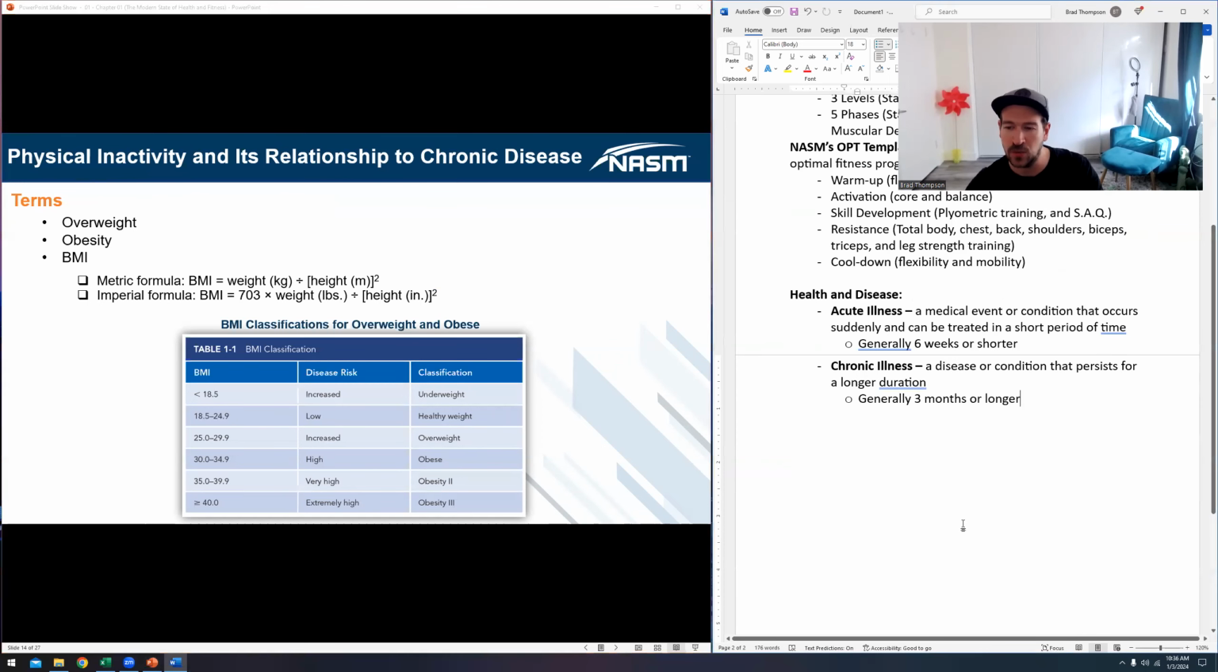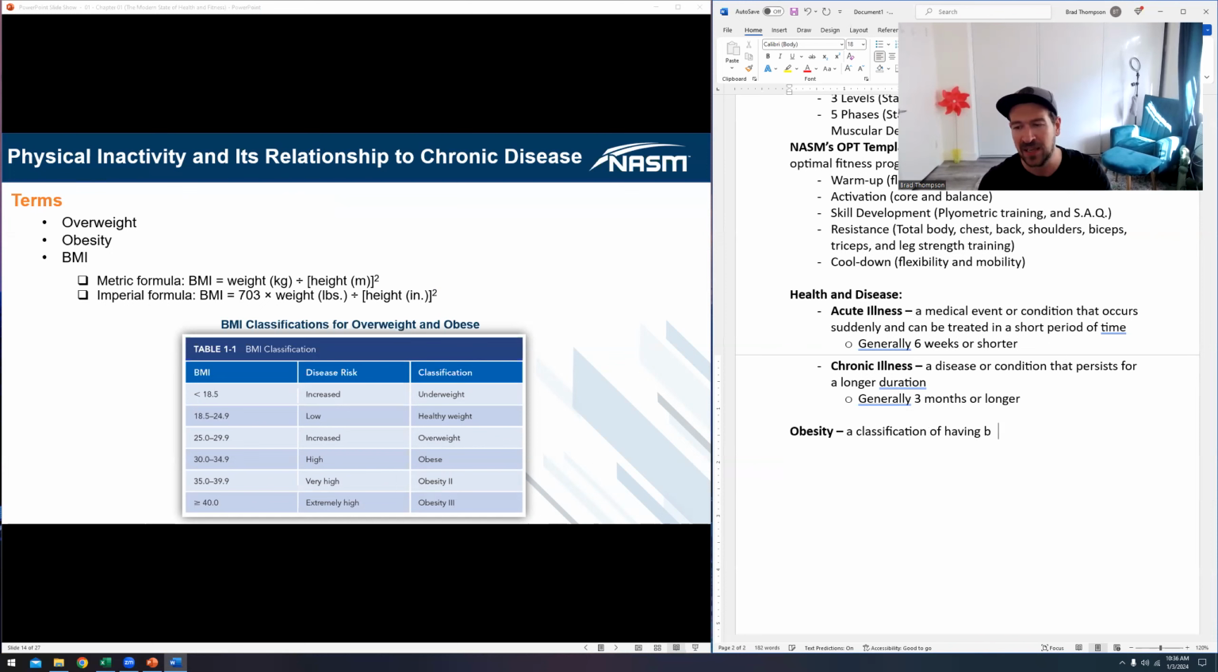So a couple terms that we need to be familiar with, and we've been over these before, but we're going to go over them again. First one we're going to see is obesity. This is a classification of having a BMI exceeding 30. And then we are going to also see the term overweight, which is a classification of having a BMI exceeding 25.